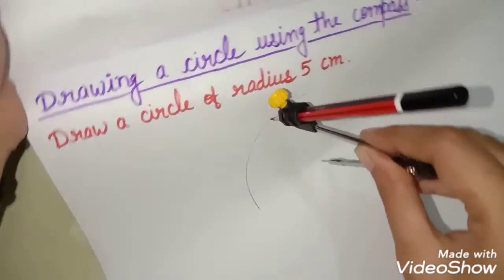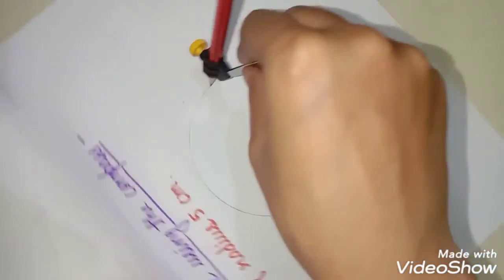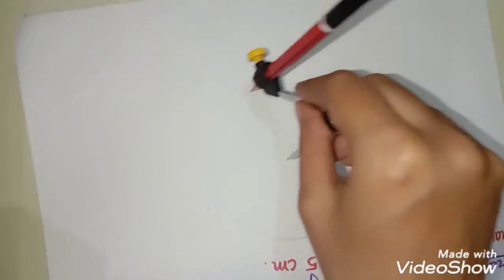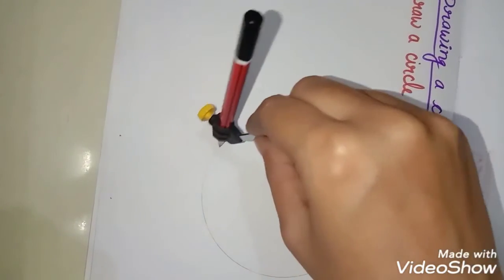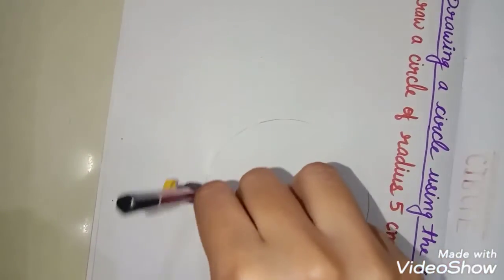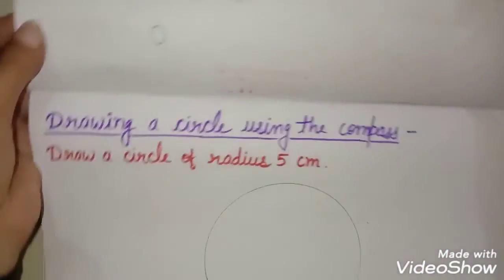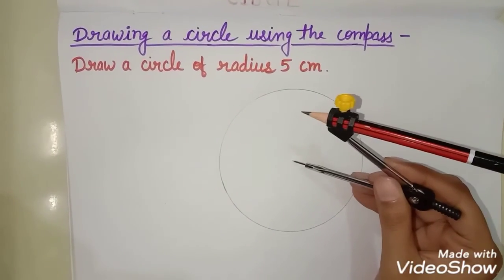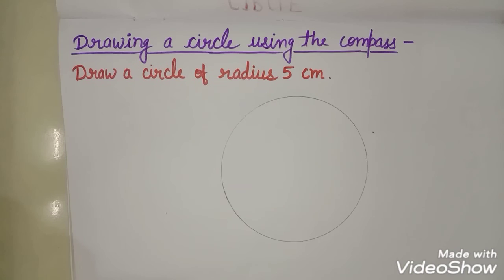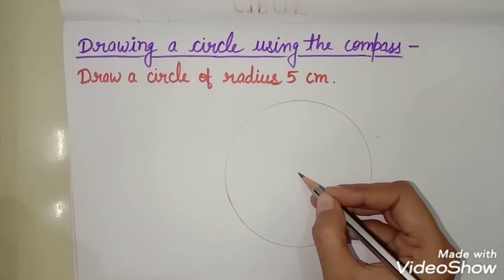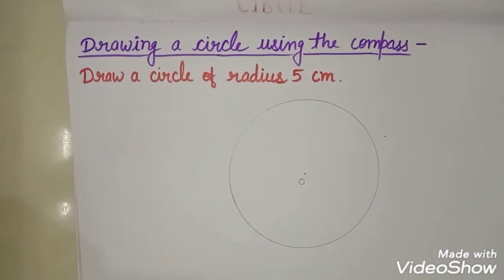Move the compass in all the directions like this. Do not move the needle. Okay. Needle आपको constant रखनी है. Needle को आपको नहीं हिलाना है. So this point where the needle is placed, this point is known as the center point. Name it O.